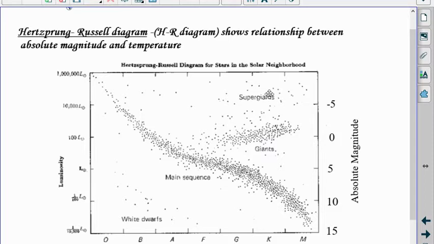Giants end at carbon, supergiants end at iron. White dwarfs mark the death of a star, if you will, where they're no longer fusing anything. Giants become white dwarfs. Supergiants become black holes or neutron stars, depending on their mass.